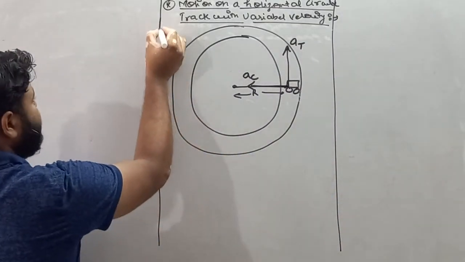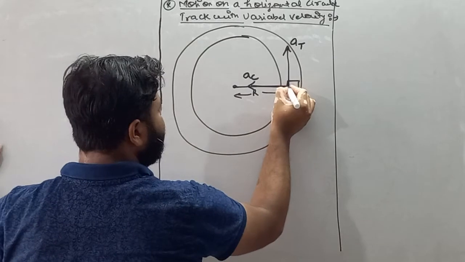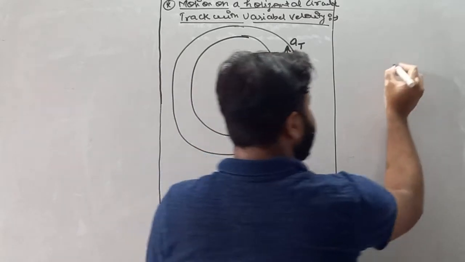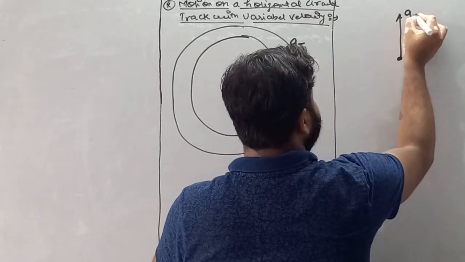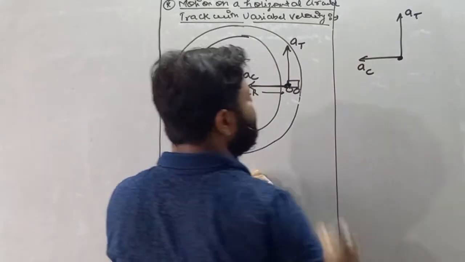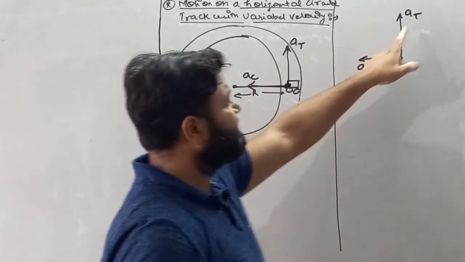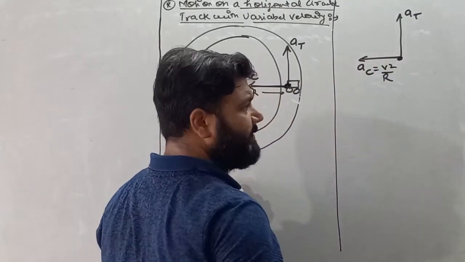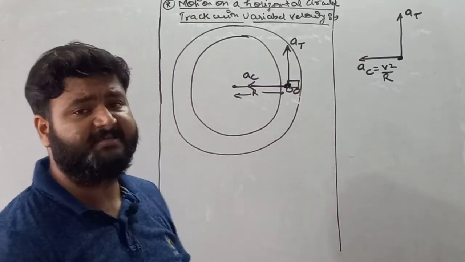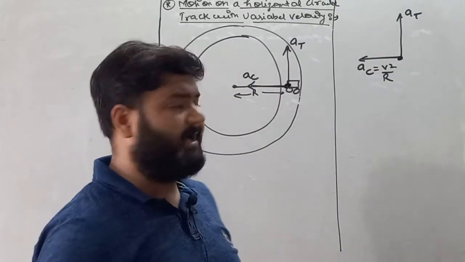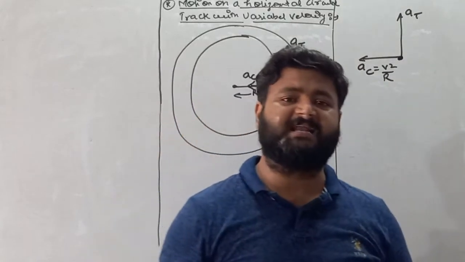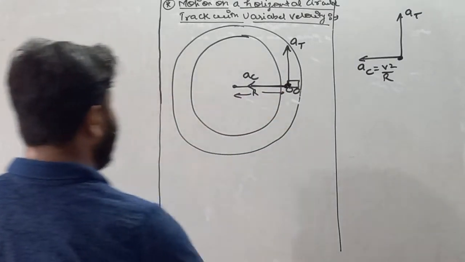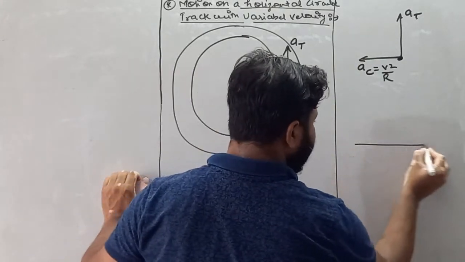So in this situation, from a common point, two accelerations are acting in two different directions, one towards the tangent and another towards the center: tangential acceleration and centripetal acceleration. Centripetal acceleration, we know, is v square by r, and tangential acceleration is nothing but r alpha. We need not write its value here because it is not required. So if I make the diagram, it will look like this.